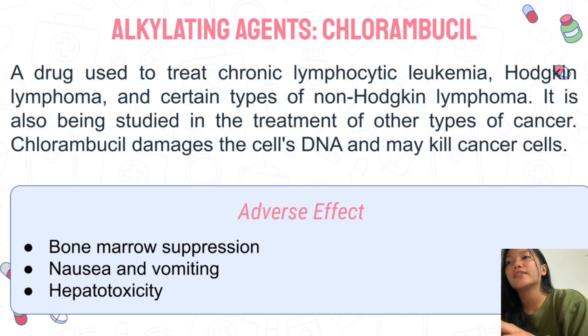Alkylating agents. The first drug is chlorambucil, a drug used to treat chronic lymphocytic leukemia, Hodgkin lymphoma, and a certain type of non-Hodgkin lymphoma. It is also being studied in the treatment of other types of cancer, and chlorambucil damages the cell's DNA and may kill the cancer cells. The adverse effects of chlorambucil are bone marrow suppression, nausea, vomiting, and hepatotoxicity.